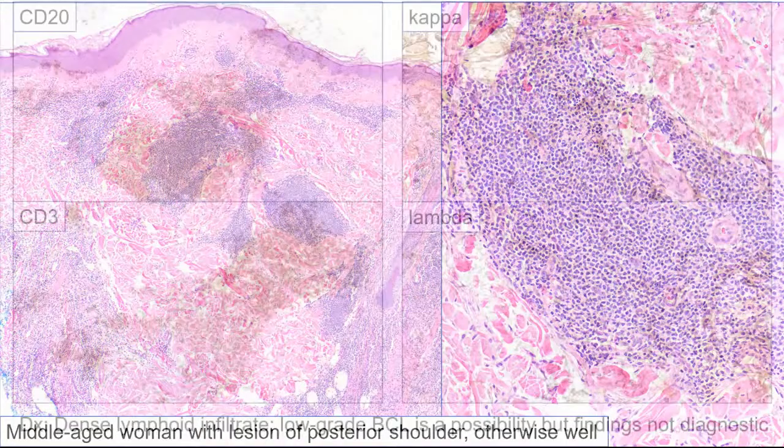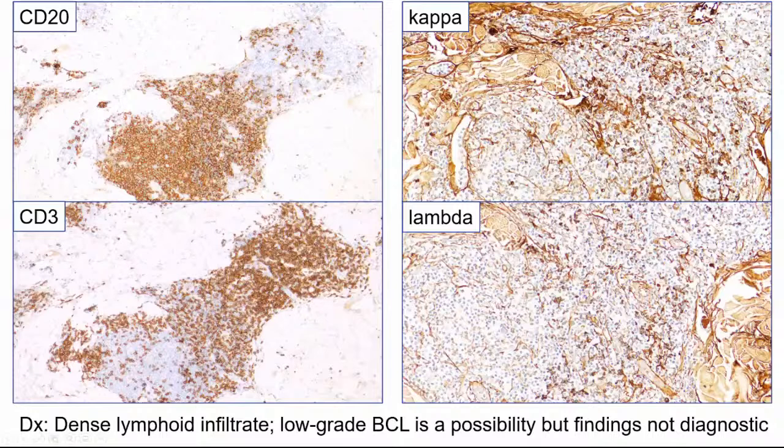When we immunophenotype this, we found aggregates of CD20 positive B cells. T cells were mostly disposed around the periphery of the aggregates of B cells, and there is background with kappa and lambda immunohistochemistry, but it looks like there are polytypic plasma cells scattered in the infiltrate. So this was signed out with a diagnosis of dense lymphoid infiltrate. Low-grade B-cell lymphoma is a possibility, but the findings are not diagnostic.